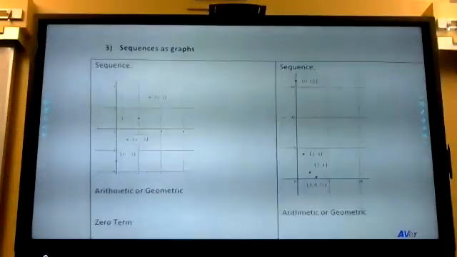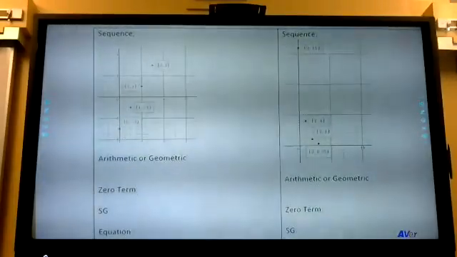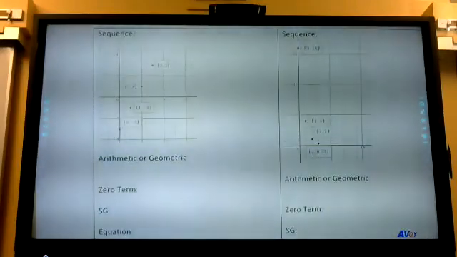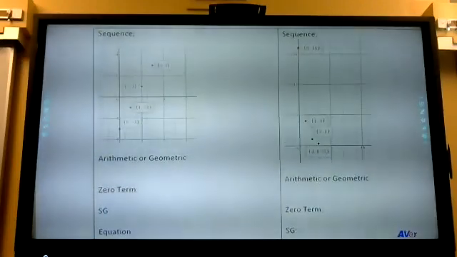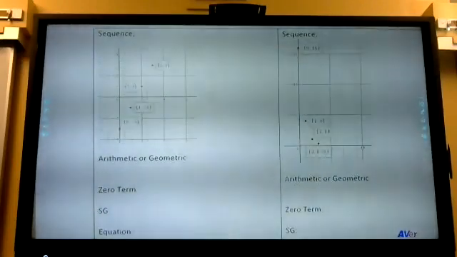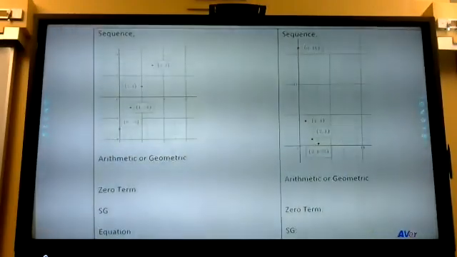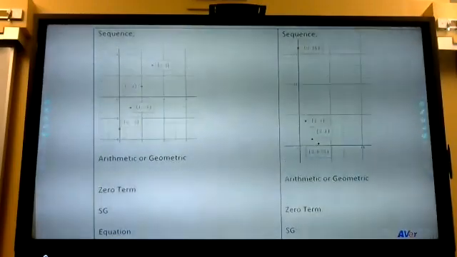Okay, flip your page over, because again, the way the sequence is presented can look different. The information you need is exactly the same. It's just now you have a sequence represented as a graph. Now, these graphs are discrete because they are sequences. We don't connect the dots. And so you'll see you have all of this graph with a bunch of points.